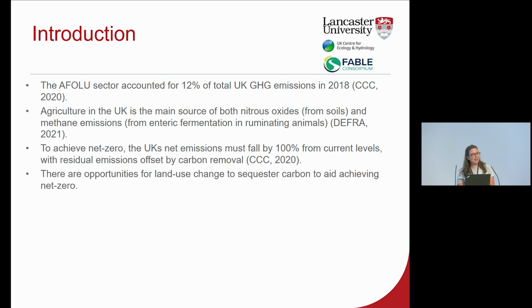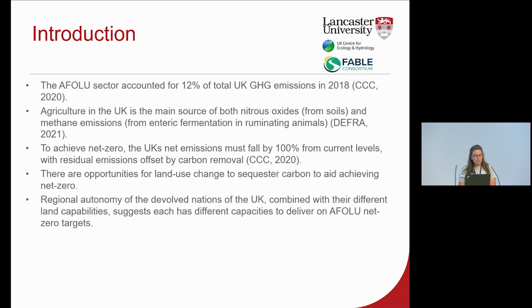There are many opportunities for land use change to sequester carbon to aid achieving net zero, with many national governments incorporating nature-based solutions in land use and agriculture to reduce greenhouse gas emissions. Regional autonomy of the devolved nations of the UK, combined with their different land capabilities, suggests that each has a different capacity to deliver on the AFOLU net zero targets. The separate legislatures and executives in Scotland, Wales and Northern Ireland each have their own unique devolution settlement, so they each have their own capacity over certain aspects of the land use and agricultural sectors.